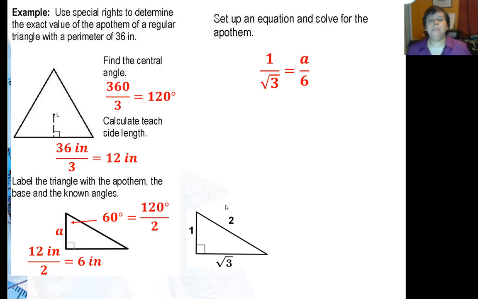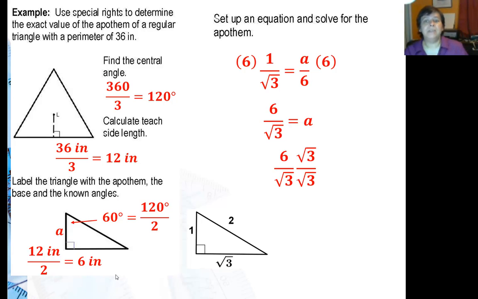So here I'm saying 1 is to square root of 3 as a is to 6. See that proportion there? 1 over square root of 3 equals a over 6. Then I can multiply both sides by 6, and I get a is 6 over square root of 3. And you would be fine with that answer. I'm going to go ahead and rationalize the denominator. It's kind of good for you to see it.